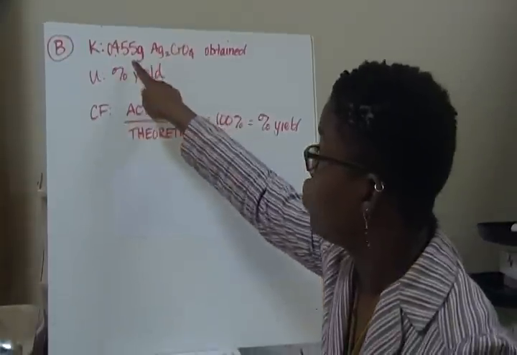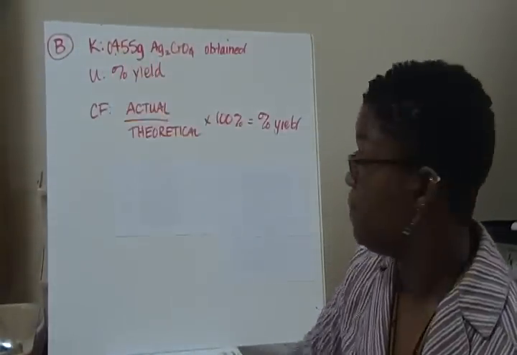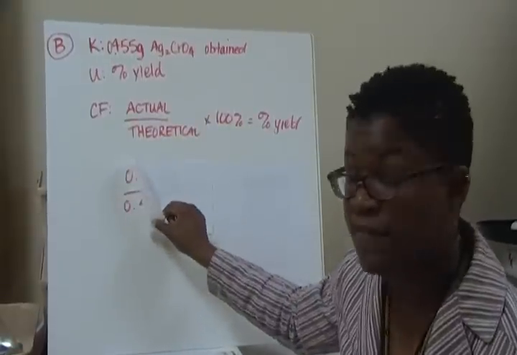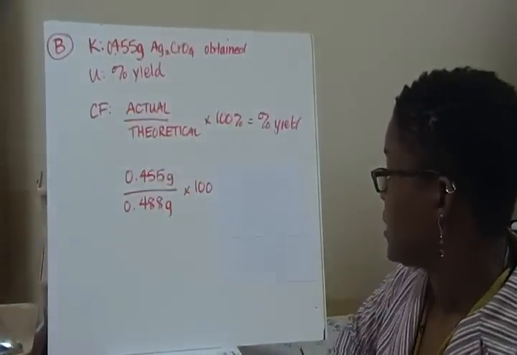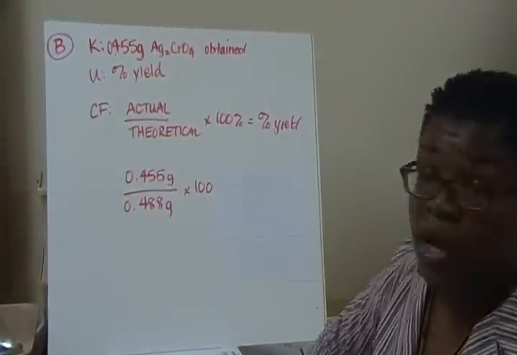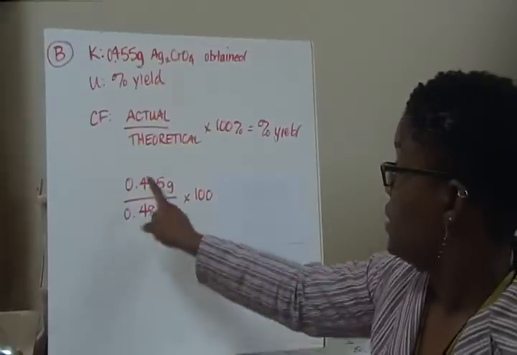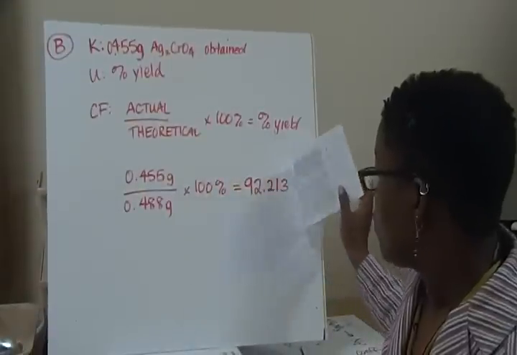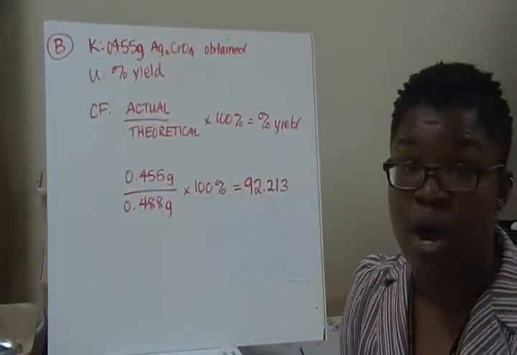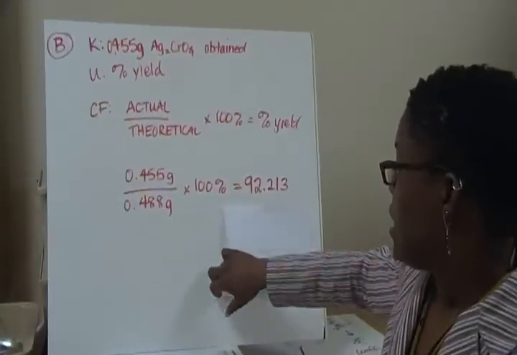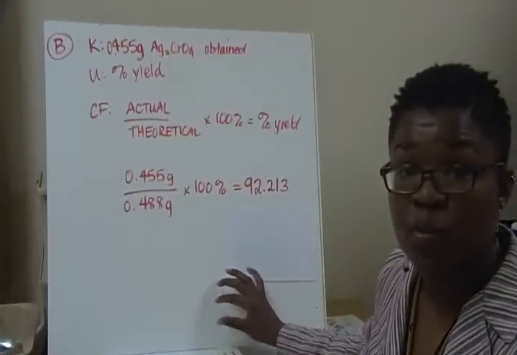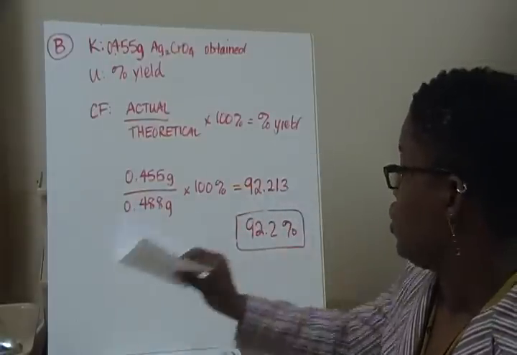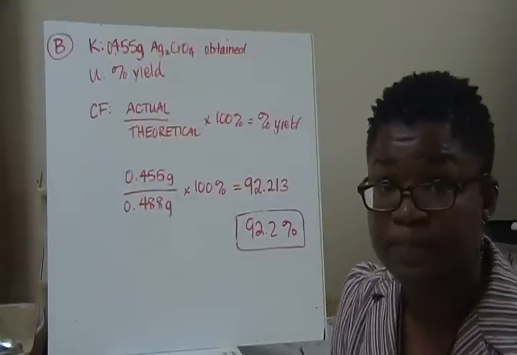Our actual is what we obtained from the reaction. That goes on the top. Our theoretical is the theoretical amount that we found in the last part. So it looks like that. We multiply by 100, so we literally, in our calculator, take this divided by this times 100, and we wind up with 92.21%. We, in this class, don't give any more than 1 decimal place to our percentages, so it winds up being 92.2%.